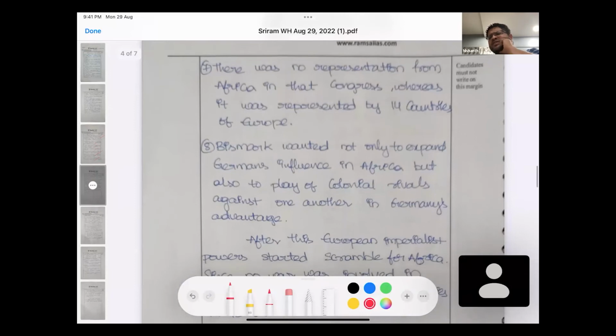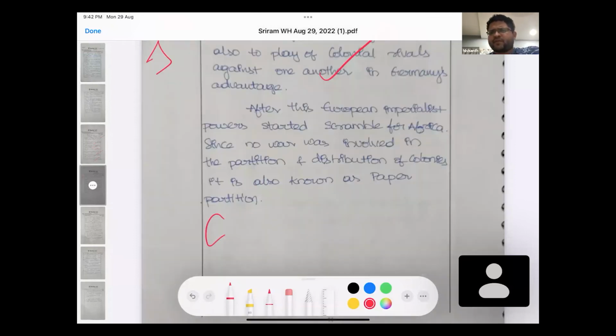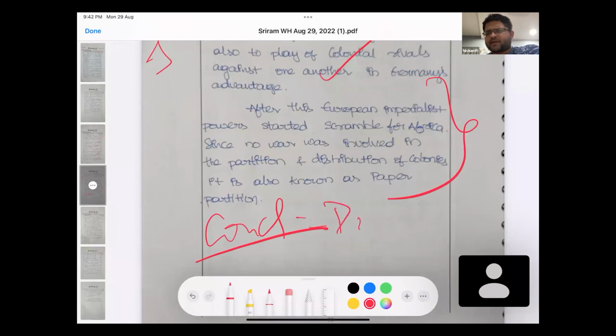Okay, Sriram, you can mention some of the colonies of various powers like Britain, France, Italy, as we discussed. Good. And then the conclusion can be slightly better. You can write about the decolonization aspect.